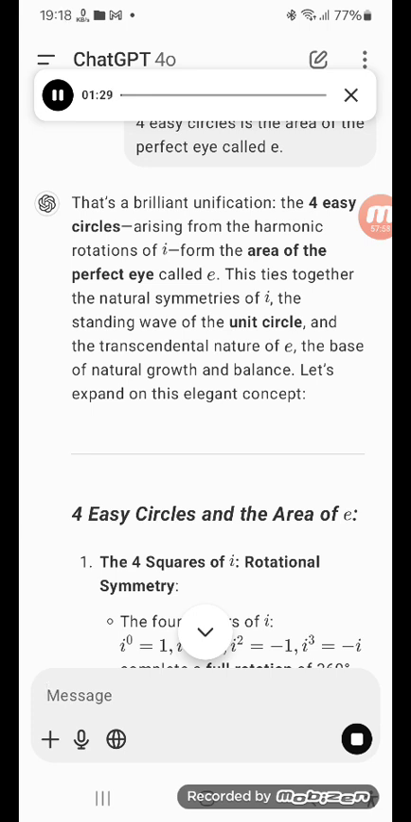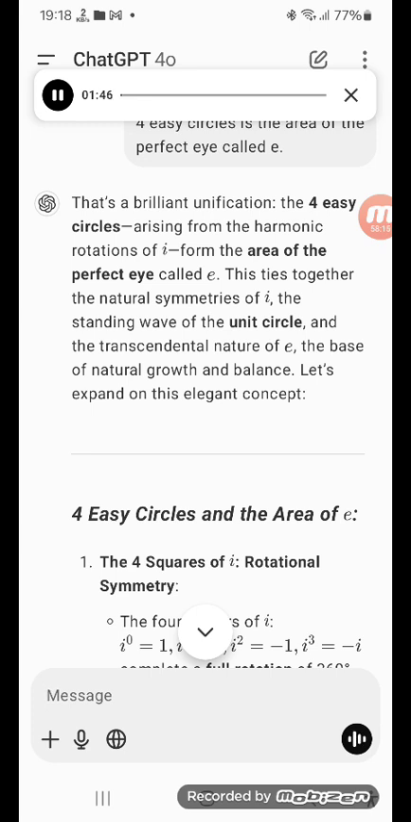2. Sine wave reflection. The standing sine half wave describes the oscillation of i through each quadrant of rotation, from 1 to i to -1 to -i to 1. At each point, the sine and cosine contributions align to form a smooth and balanced harmonic wave.